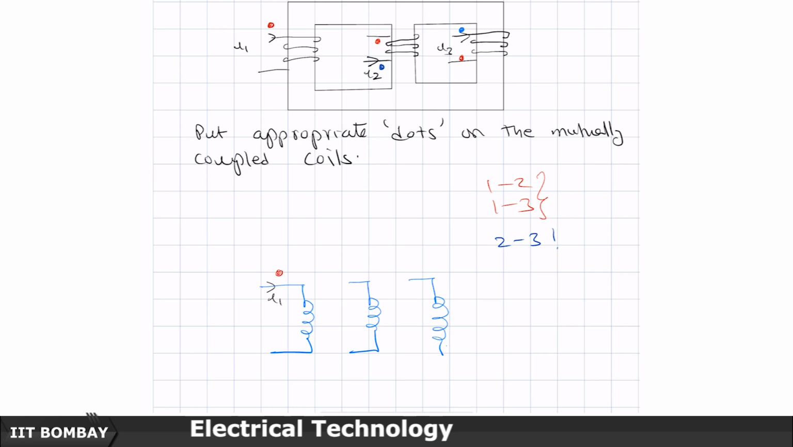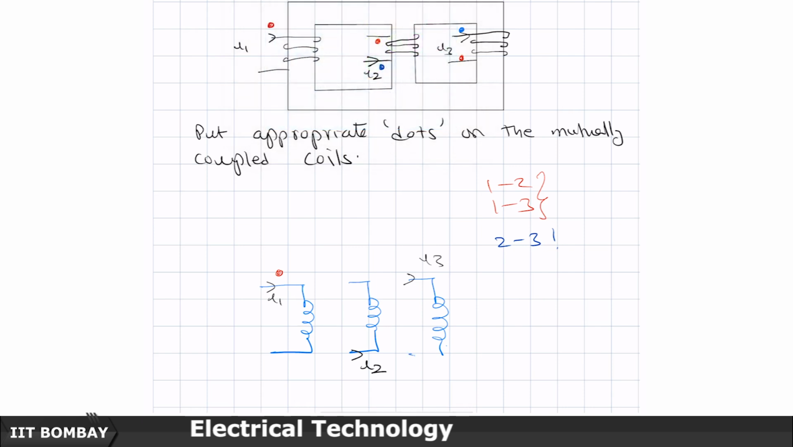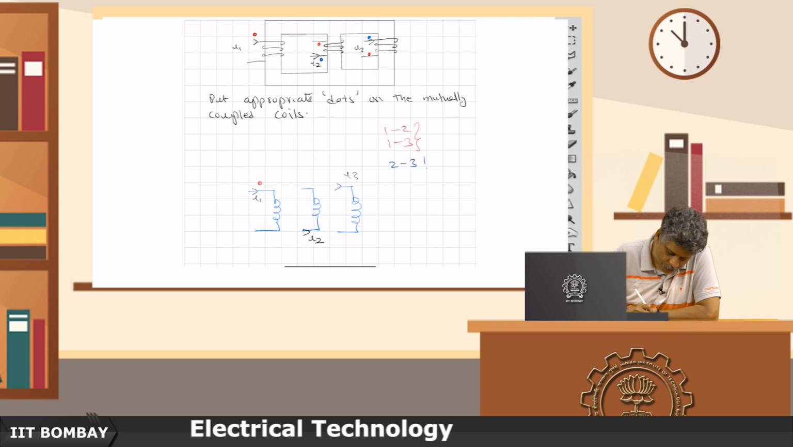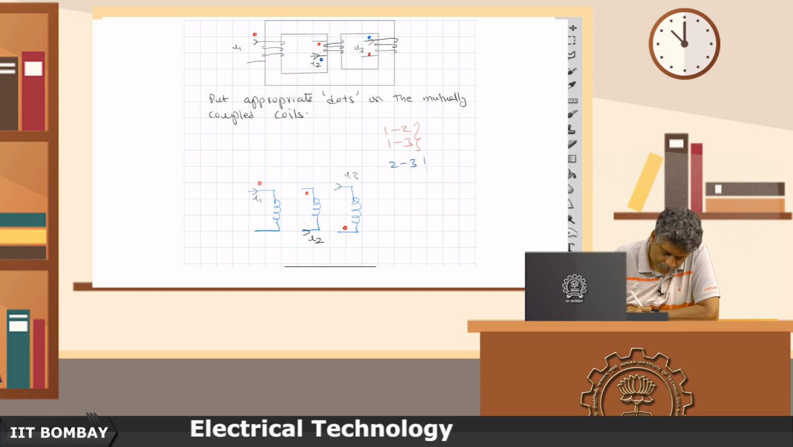This is I1, this is I2, this is I3, then the first red dot is here, the second red dot is here, the third red dot is here, and the two blue dots are here and here.